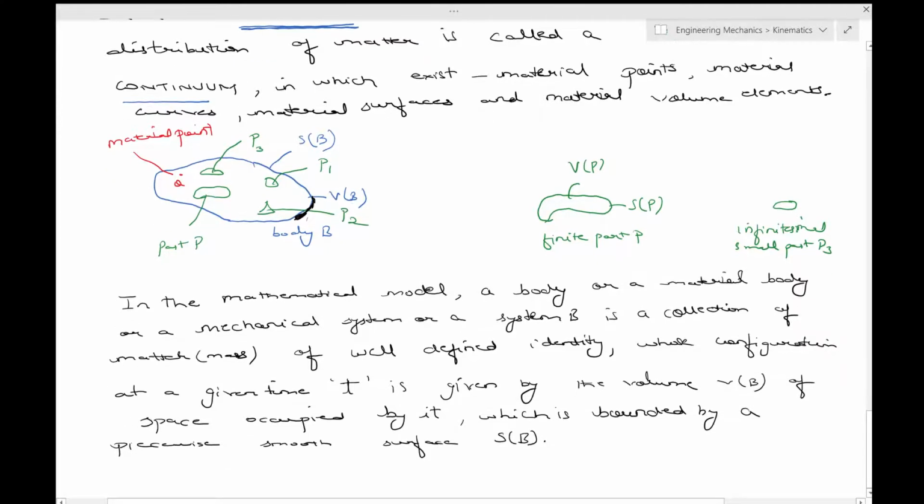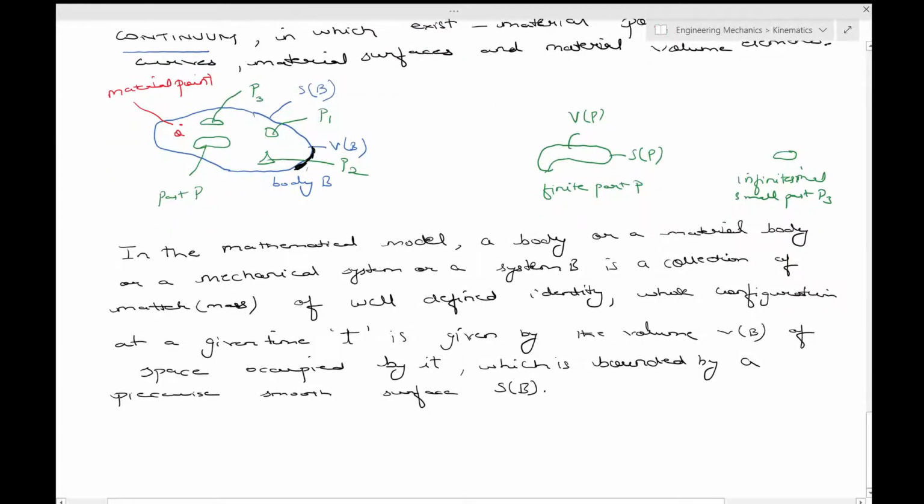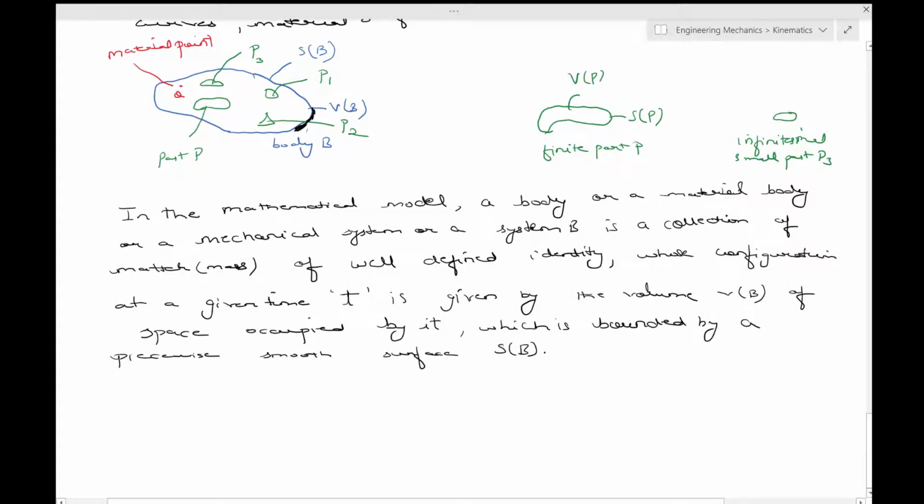Let's see this mathematical model in terms of the diagram which we have drawn, which was itself an idealization. So in the mathematical model, a body or a material body or a mechanical system or a system B. The B which you see in this diagram can be anything. It can be a material, a body, a material body or a mechanical system. A system can be like a whole machine in itself. A system B is a collection of matter of well-defined identity.